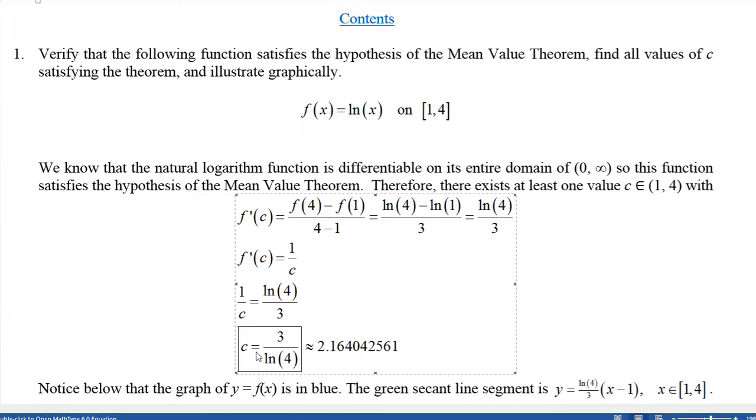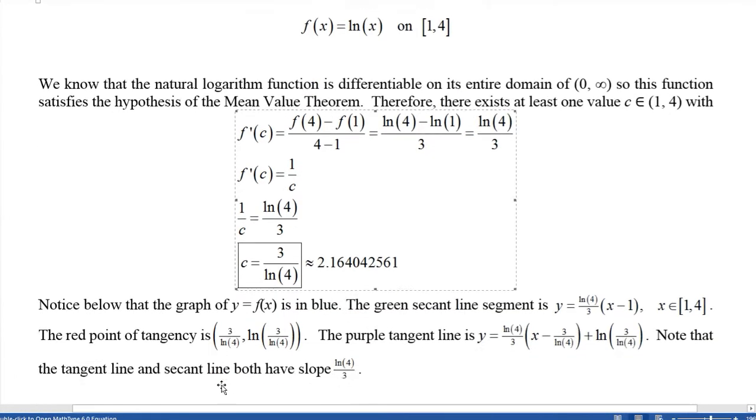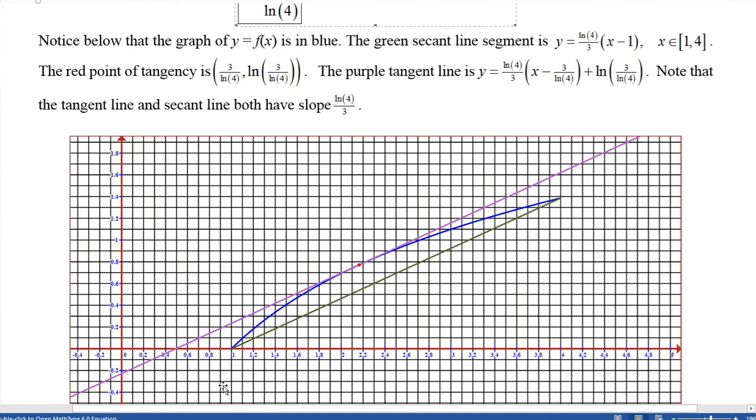In this case, there's only one such value between 1 and 4, but in general, there might be more than one value in some cases. In this case, there's only one. Now let's illustrate that graphically.